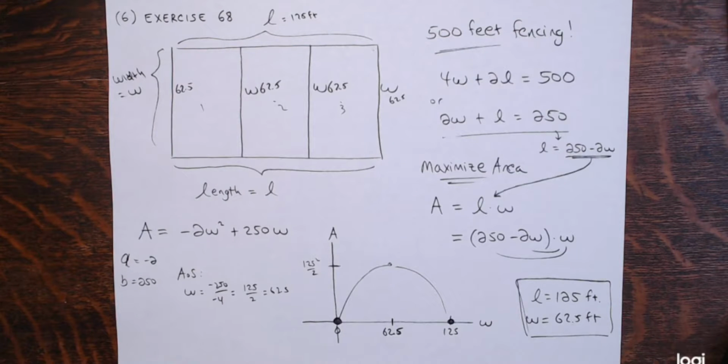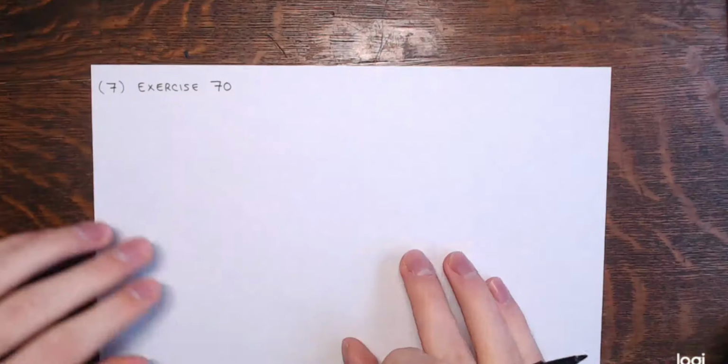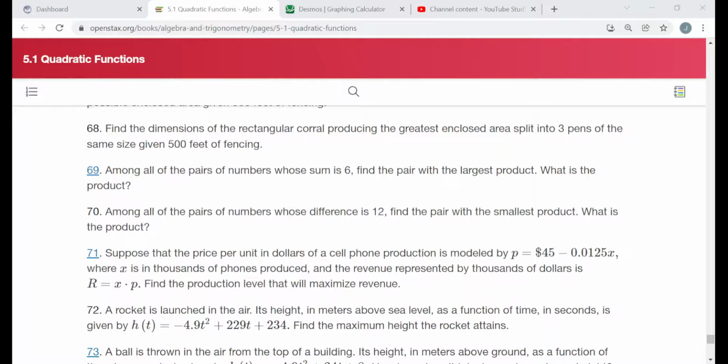Okay. Next example. Again, same kind of setup. You're given information. You're asked to maximize or minimize something. And then you're going to use the information and some sort of substitution to express the quantity you're trying to maximize or minimize as a quadratic function of a single variable, and then use that quadratic function to answer whatever question they have. All right, so moving on to exercise 70.